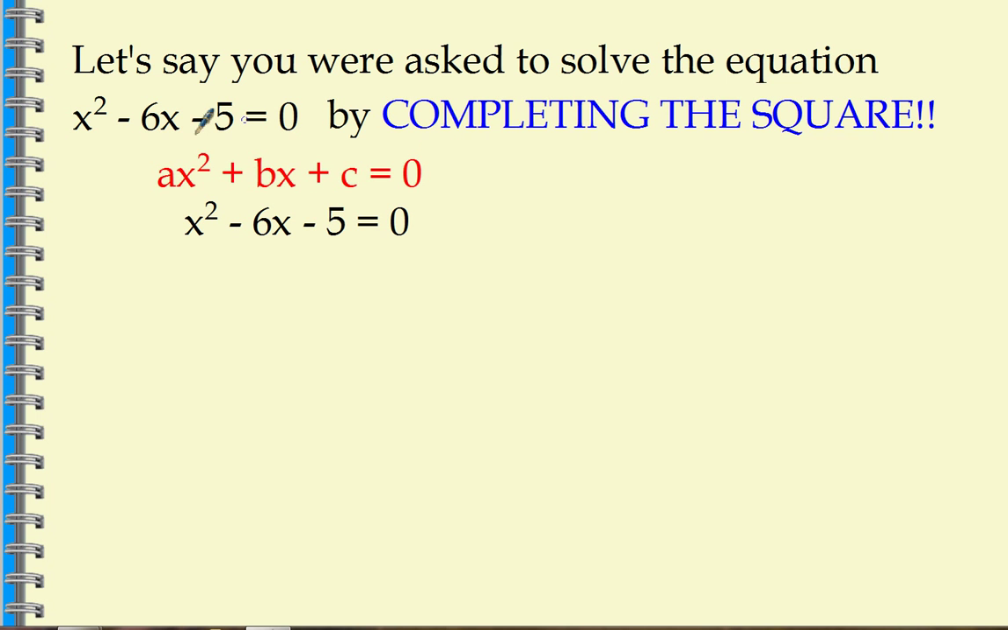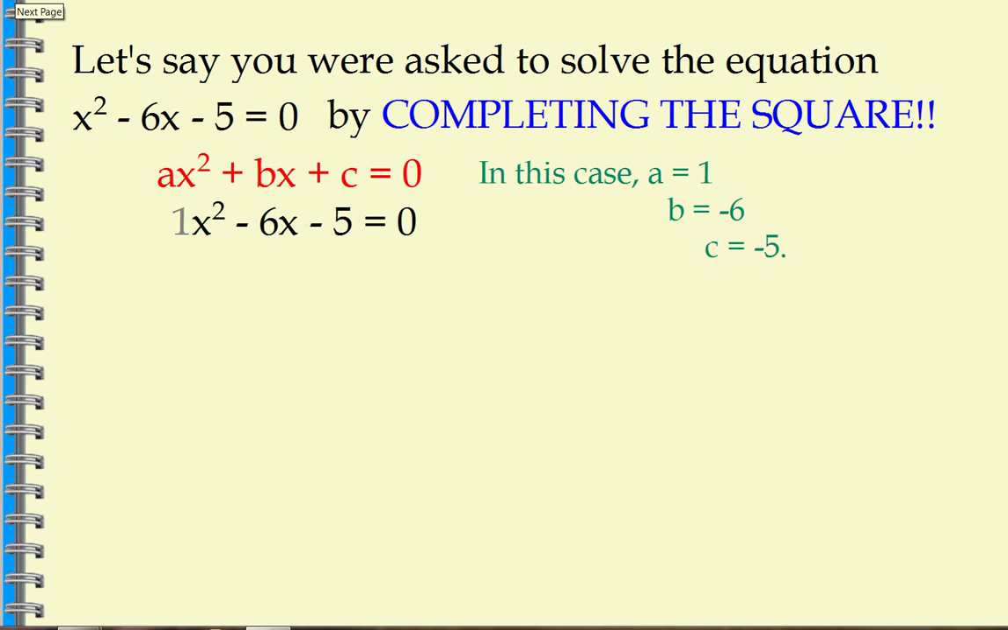First of all, I need to make sure my equation is in the right order. It needs to be in standard form before I can start completing the square. I have to also identify A, B, and C because they're going to help me out. When I'm using completing the square method, I need to make extra sure that A is equal to 1. If A is not equal to 1, completing the square cannot be used.